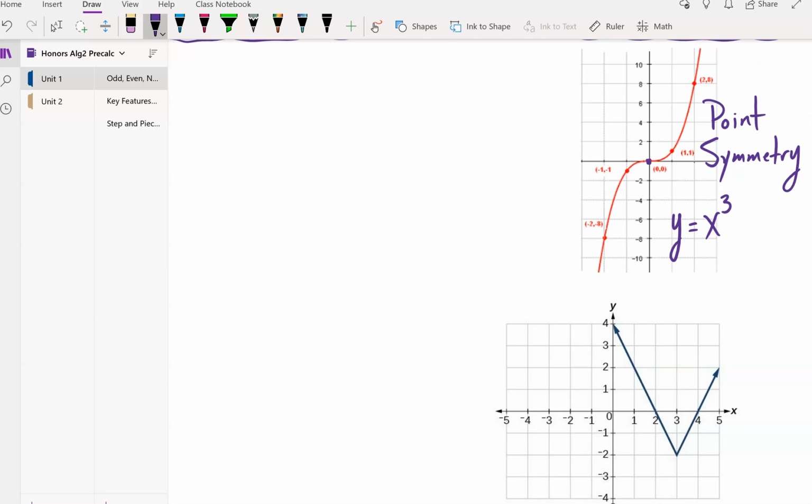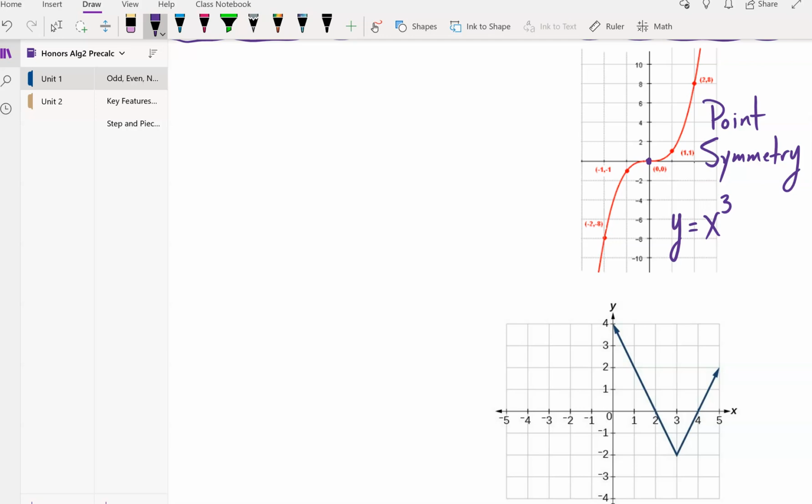So imagine spinning this 180 degrees. 360 degrees doesn't count. That's just spinning it all the way around. But if you spin it halfway through, 180 degrees, about the point that is our origin, and it looks exactly the same, that is called point symmetry.